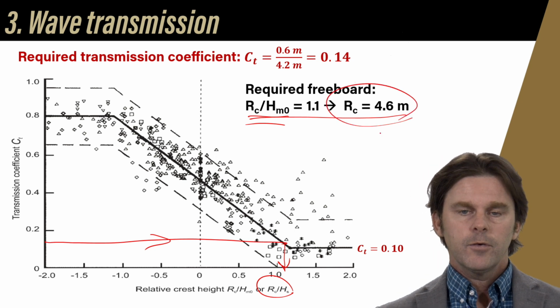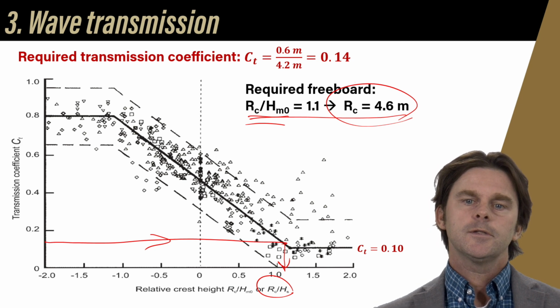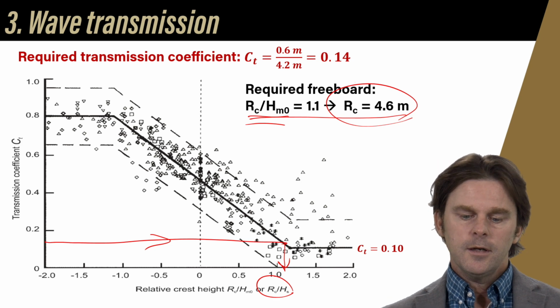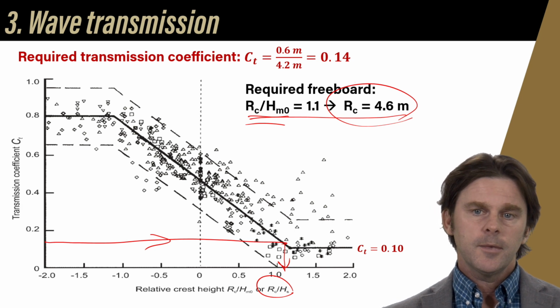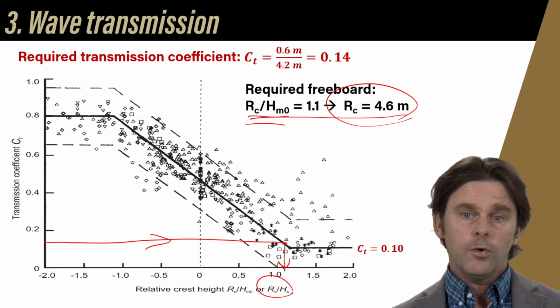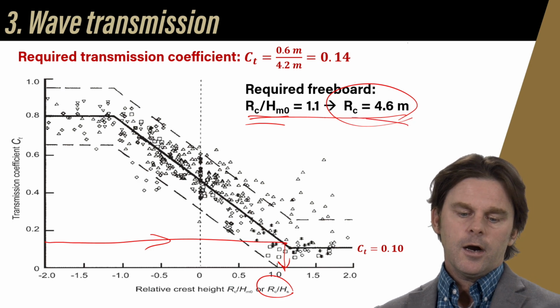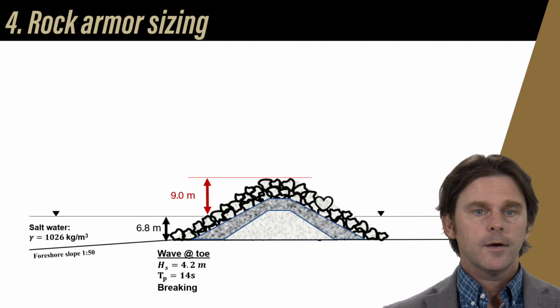All that to say that if all we care about is the wave transmission, knocking that down to 0.6 meters of wave height on the harbor side, we only need 4.6 meters of freeboard, okay? And that really is a lot less than the 8 meters or 9 meters of freeboard that we need to have no overtopping, and we'll come back to that later, okay? So it's not actually that hard to knock down the transmission with an emerged breakwater, okay?